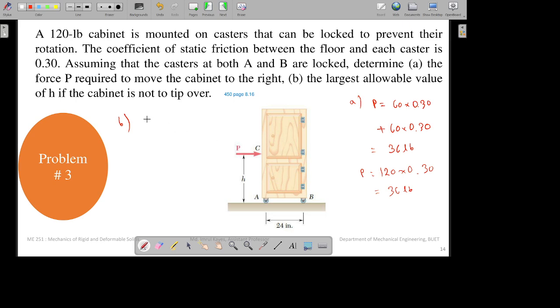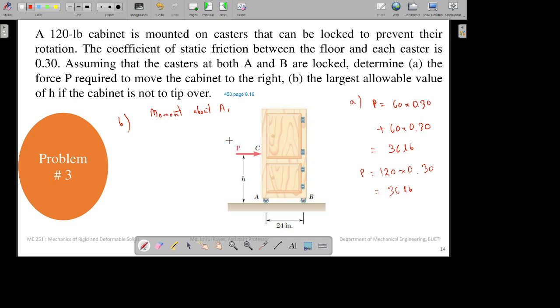So I am taking moment about A, moment about this point A. Why? Because if I take moment about A or B, the moment for the friction forces, as the friction force was in that direction, will be equal to 0, right? As we know, moment equals r cross F. So the moment will become 0. That will give us a great benefit. Moment about A.